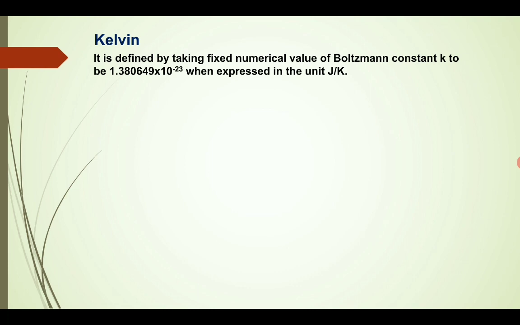Now this is the recent unit we are using, but the earlier definition of temperature was that the Kelvin is the fraction 1/273.16 of the thermodynamic temperature of the triple point of water, and it was given in 1967. Now we are defining this unit of temperature in terms of the Boltzmann constant.